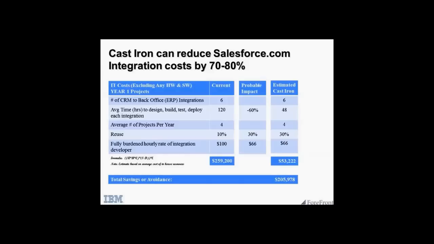If we do it with Cast Iron, the average time to design and build and test and deploy is 60% reduced. That's because of all the templates, that's because of all the connectors, that's because when people change their mind, it's just drag and drop. So there's a huge uptick in the amount of value that Cast Iron is bringing.